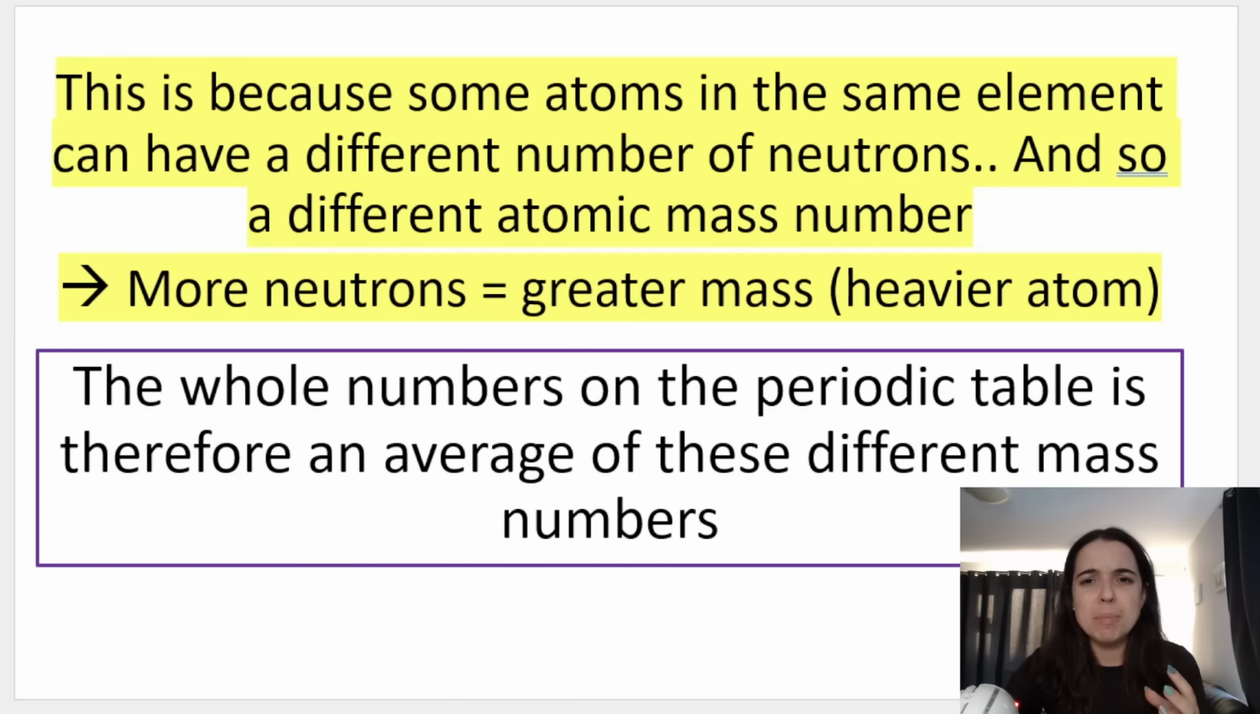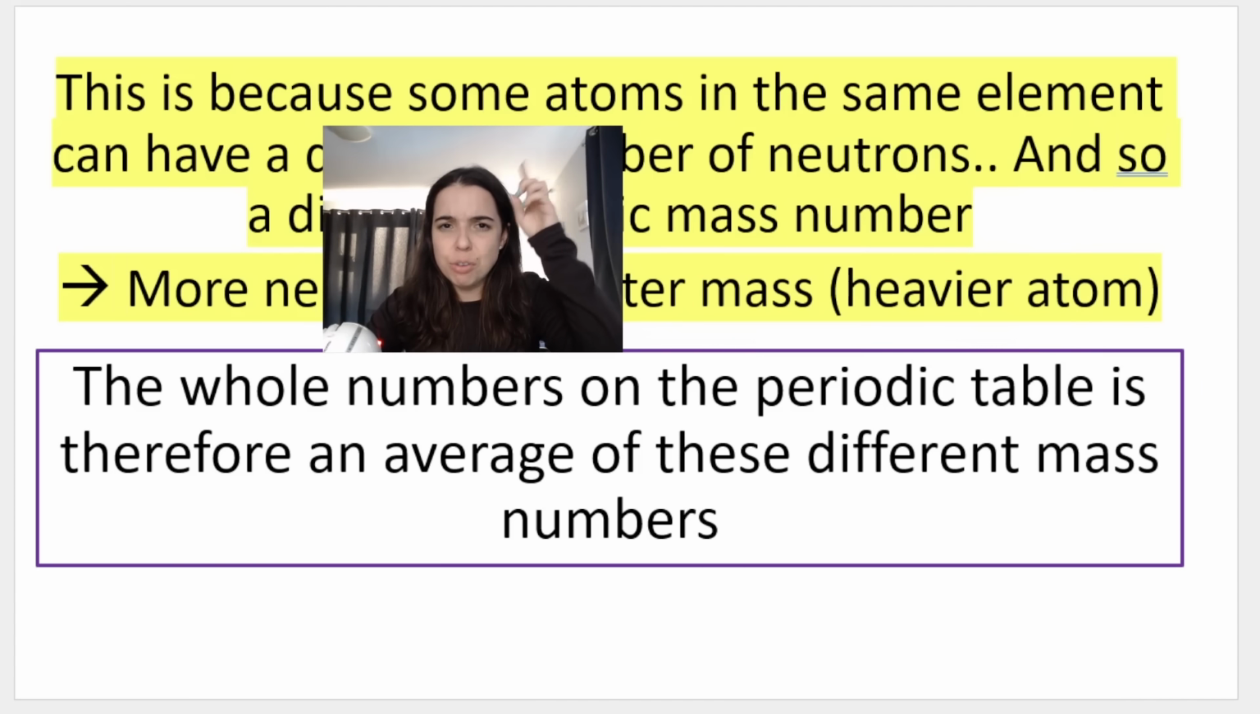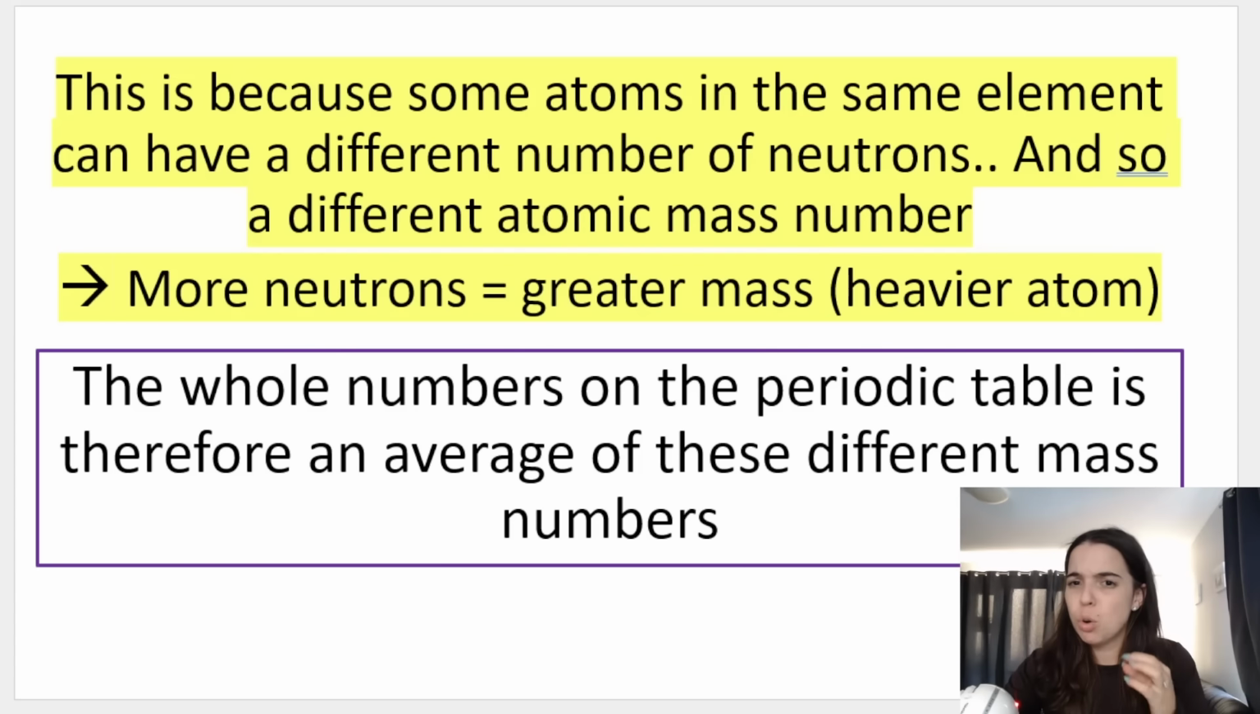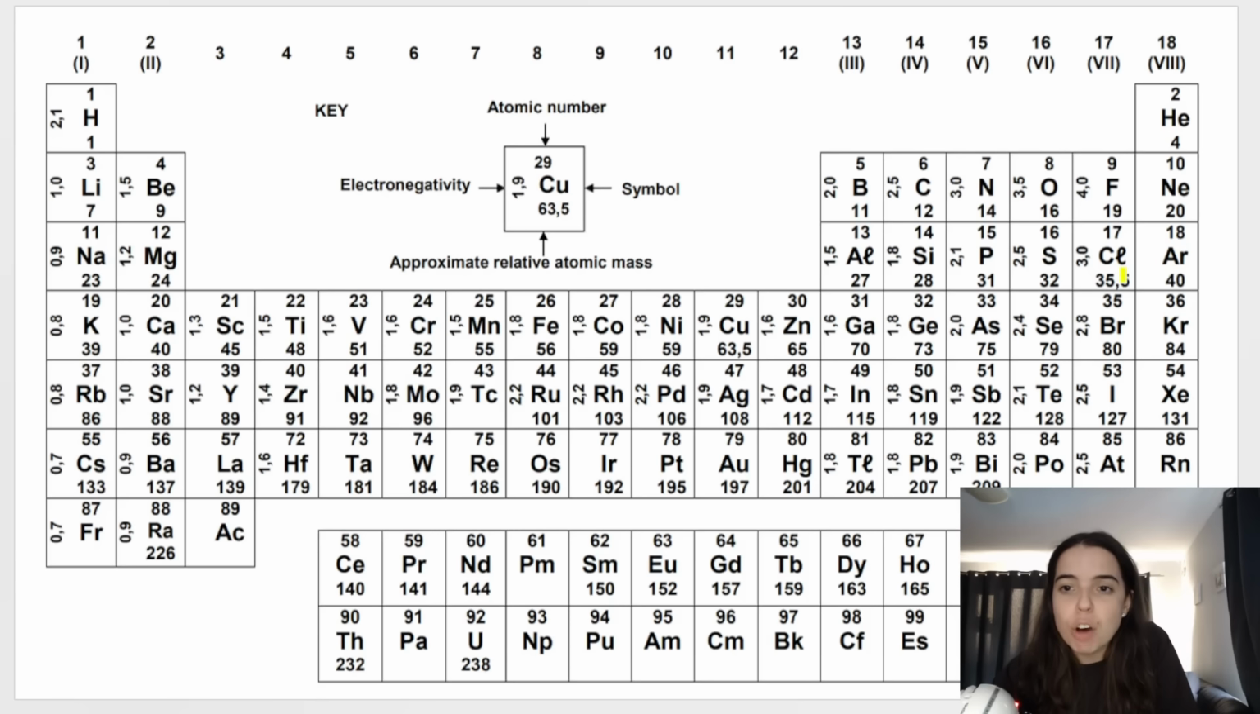So what do I mean by atoms of the same element? Different atoms of the same element. What am I talking about? What I mean is, if I had to take a sample of chlorine atoms, so say I take all the chlorine atoms in the world, not all of them will have an atomic mass number of 35.5, just like the periodic table says.